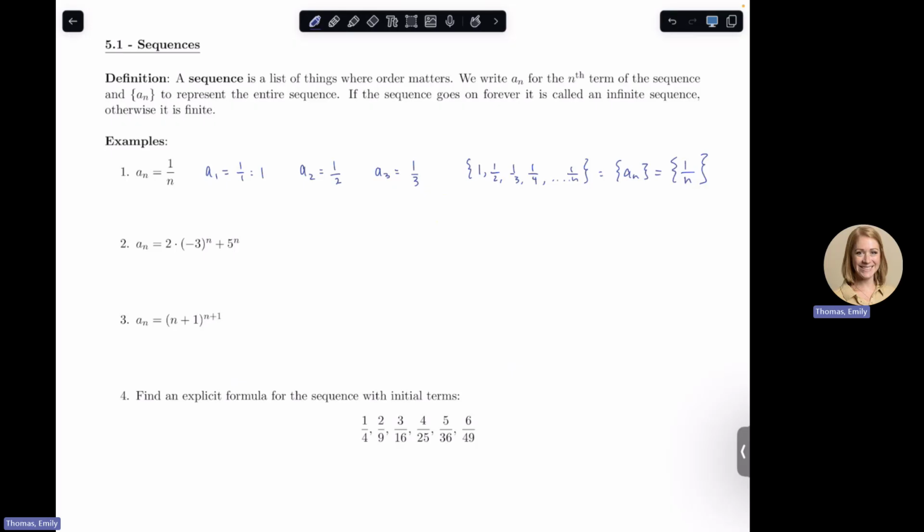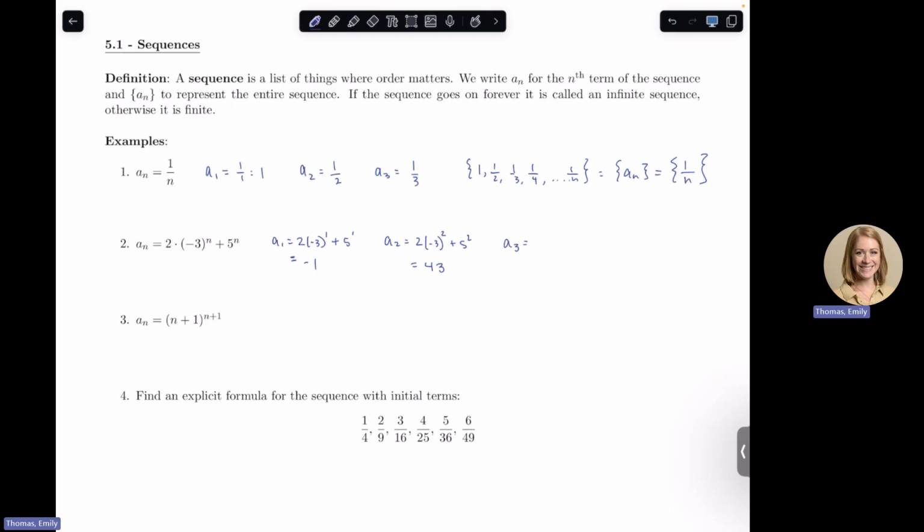Okay. Number 2, we have a sub n is 2 times -3 to the n plus 5 to the n. So a sub 1 is 2 times -3 to the first plus 5 to the first. -6 and 5 is -1. A sub 2 is 2 times -3 squared plus 5 squared. 25 and 18 is 43.